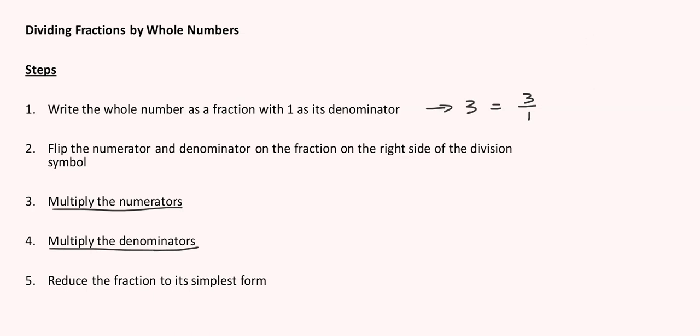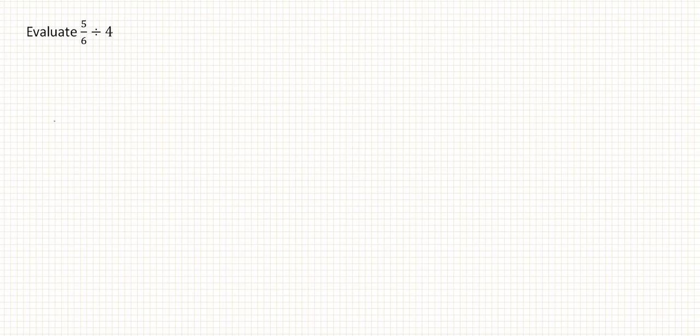Now let's look at some examples together. Evaluate 5 over 6 divided by 4. So what we're saying here is 5 over 6 divided by 4. Let's do it this way. The first step here is actually to write 4 as 4 over 1. Now we're going to replace 4 with 4 over 1.